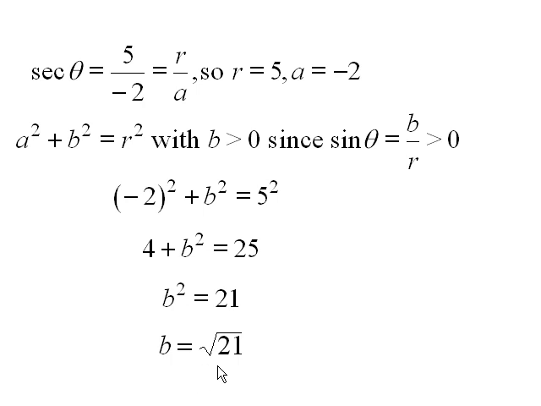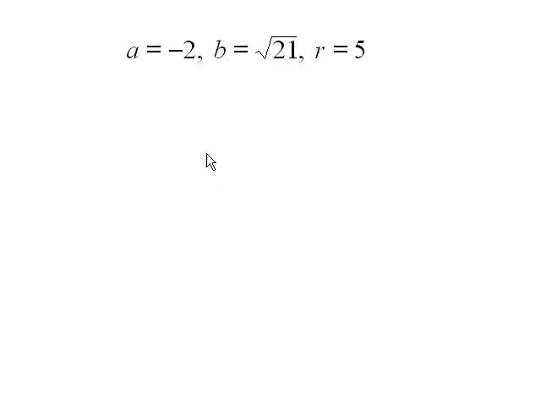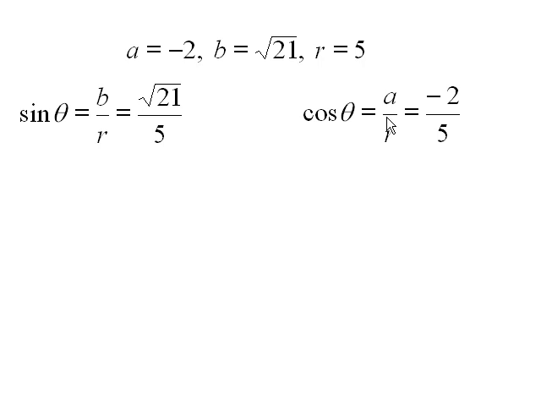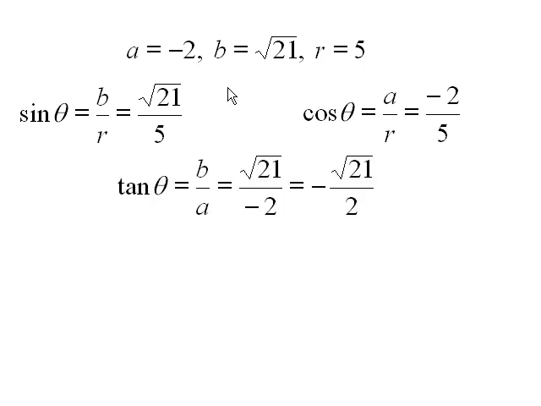Now let's use that in the ratio definitions of the other trig functions. Now we've got all the pieces to put those together. Sine is b over r. Sine is opposite over hypotenuse. So we've got values we can use for sine. Cosine is adjacent over hypotenuse, in this case minus 2 over 5. Tangent we'll do directly as opposite over adjacent: root 21 over minus 2. Now if you'd like, you can write that ratio of numbers as a negative and put the negative out front. That's probably the way you'll see it reported.